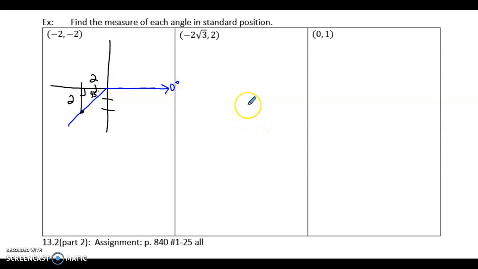Okay, so if I want to know what degree that angle is, and this is 0 degrees, so I'm going to go this way. What I need to do is take that 180 and add to that what I just figured out, the 45 degrees. This will help me figure out what this angle is. So 180 plus 45 would be 225 degrees. Okay, let's try the next one.